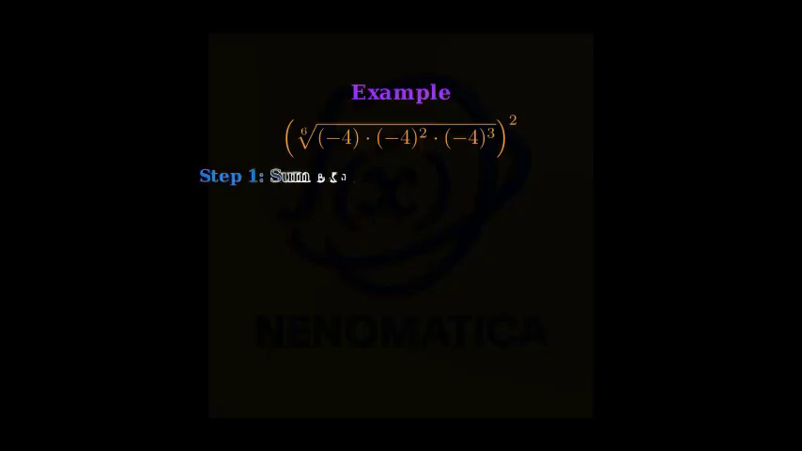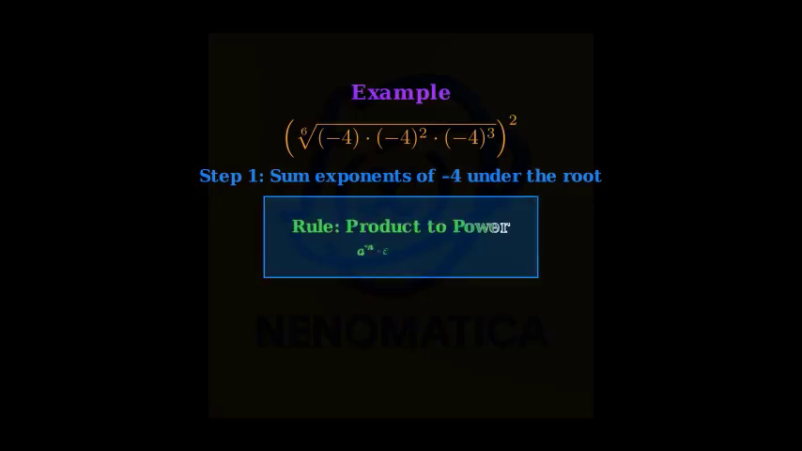Let's begin with our example. The 6th root of -4 times -4 squared times -4 cubed, all raised to the 2nd power. To solve this expression, we'll work step by step. First, let's combine all the factors under the sixth root into a single power of -4. We'll use the product rule, which states that when we multiply powers with the same base, we add the exponents. Now, let's simplify what's inside the sixth root.